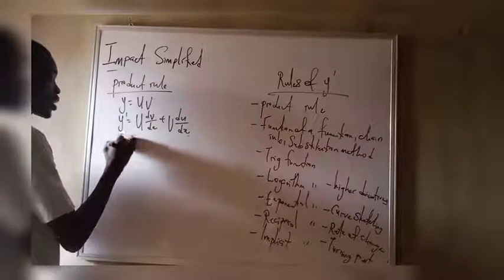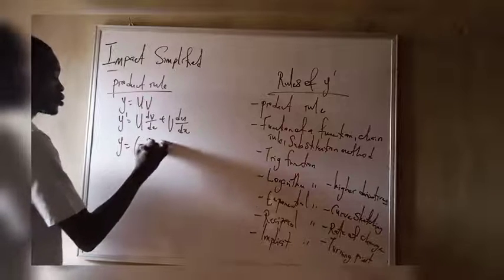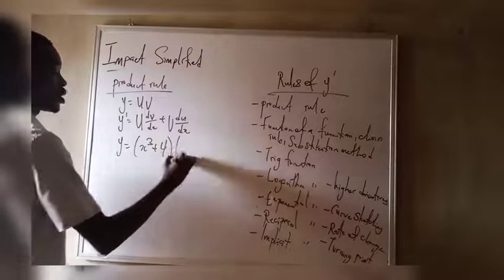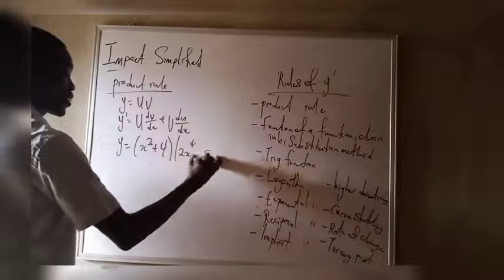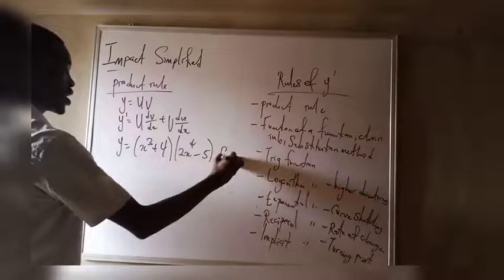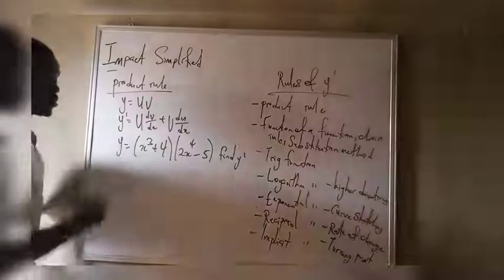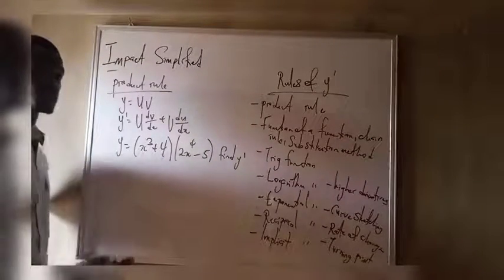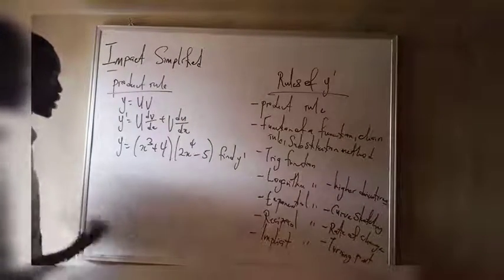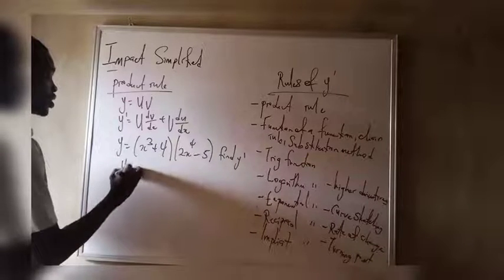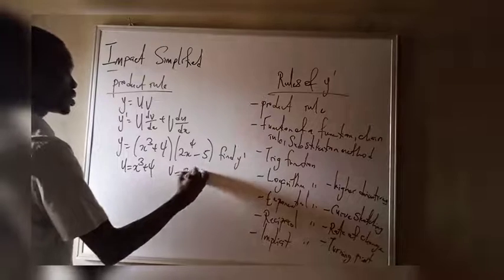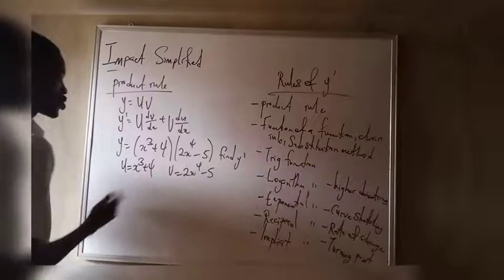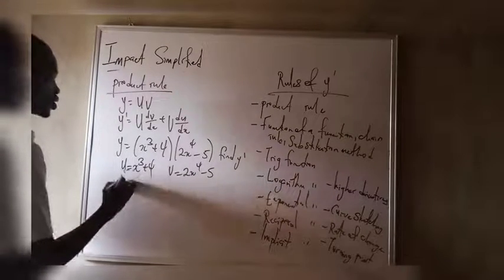For instance, let's look at this. They say y is equal to (x cubed plus 4) into (2x to the power 4 minus 5). They said we should find our y prime. Don't forget you can expand and differentiate, but because of the product, let's look at the normal method. That will give us u as the first function and v as the second function. Since we have our u and our v, then we differentiate.